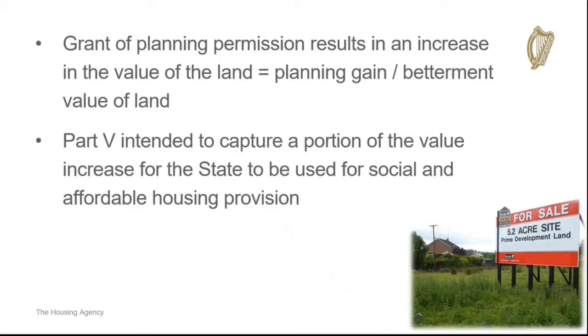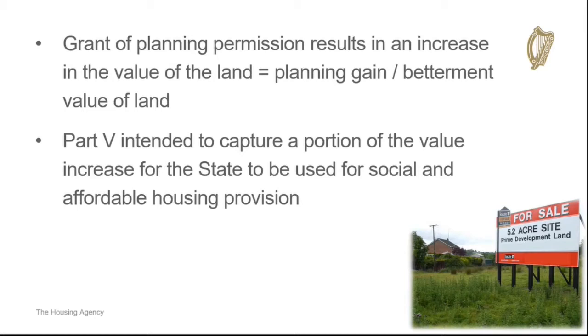The basic principle behind Part 5 is that a grant of planning permission results in a land value increase. For example, if you take a piece of land with no planning permission and no hope of getting planning permission, that has a certain value. If that land were to be granted planning permission, its value would increase significantly. The difference in these two values is known as the planning gain or the betterment value.